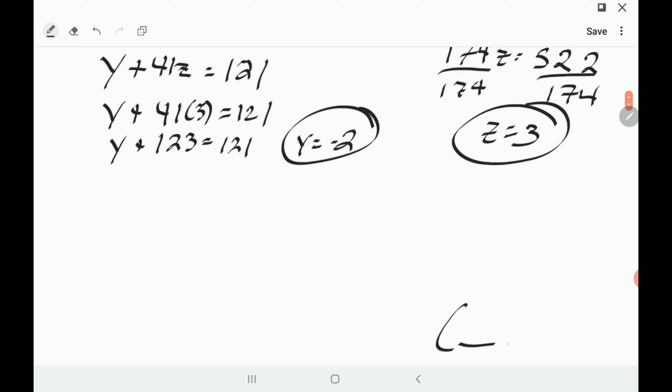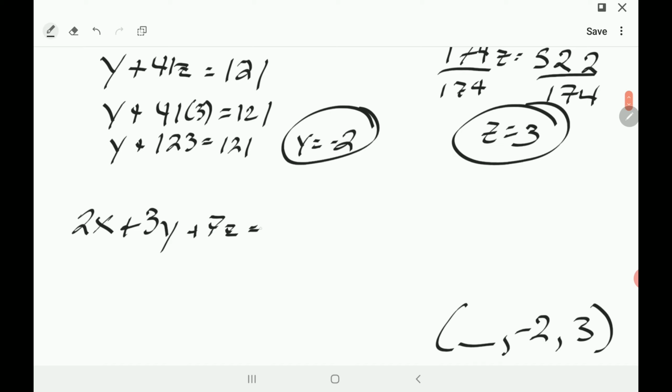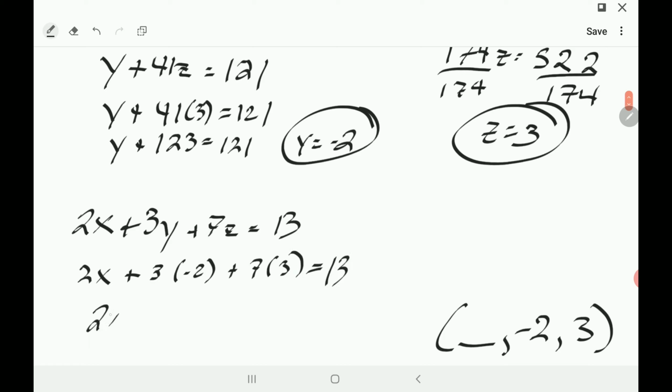I don't know what x is, negative 2, positive 3, and I got to go back into one of these equations. Let's say the top equation, 2x plus 3y plus 7z, the original first equation, equals 13, and I'm going to plug in negative 2 and positive 3. All right, so 2x plus 3 times negative 2 plus 7 times 3 equals 13. 2x minus, and that's an x, minus 6 plus 21 equals 13.